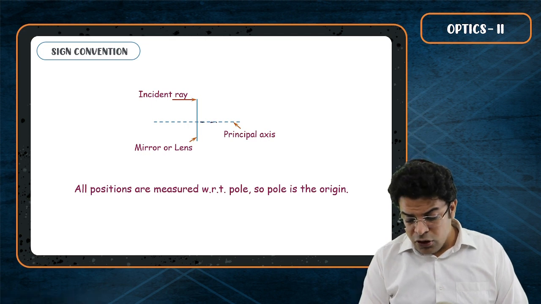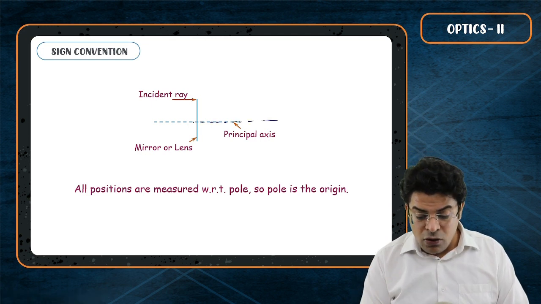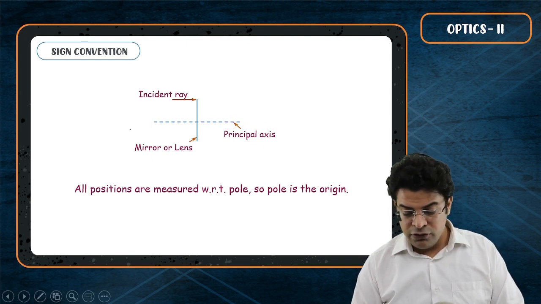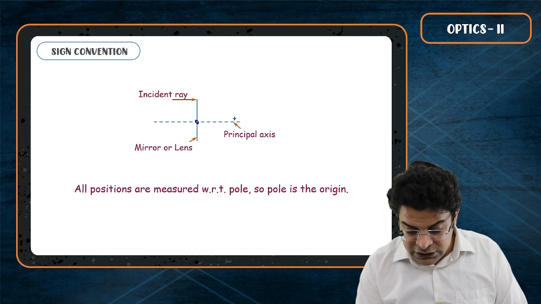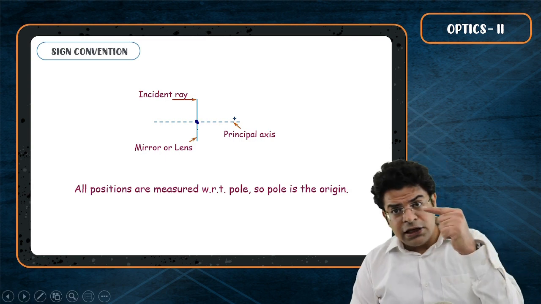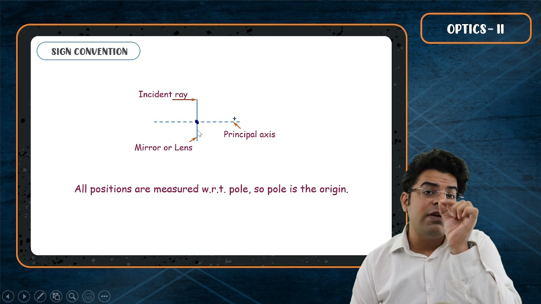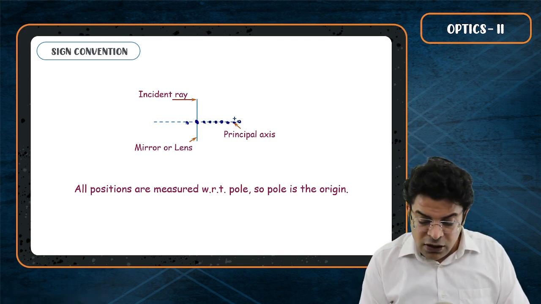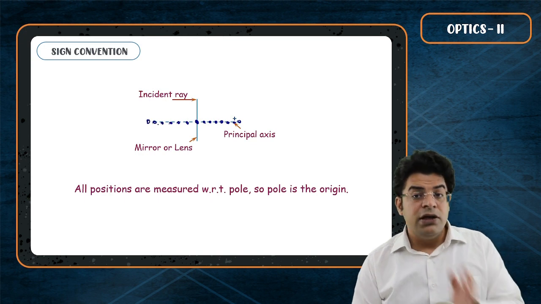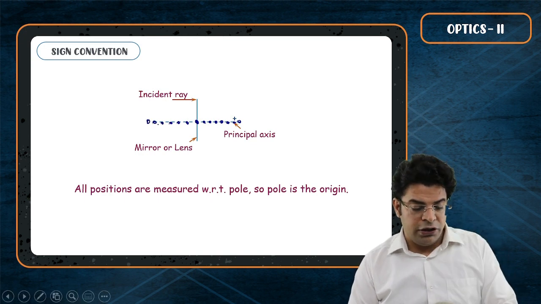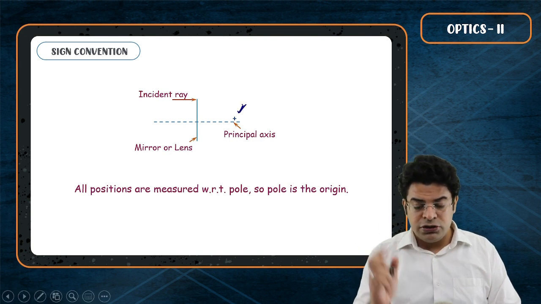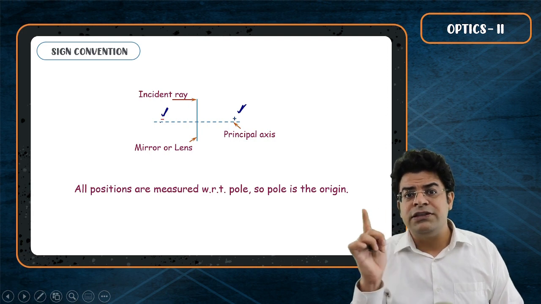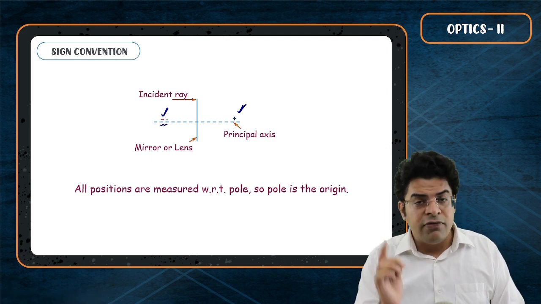So all the coordinates here will be positive, and all the coordinates to the left of the origin will be negative. You will say that I have taken the pole as the origin, and in the direction of motion of the incident ray I will take the positive direction. So all these points will have positive coordinates, while all these points to the left of the origin will have negative coordinates. The direction opposite to the direction of propagation of the incident ray will be taken as negative when measured from the pole.